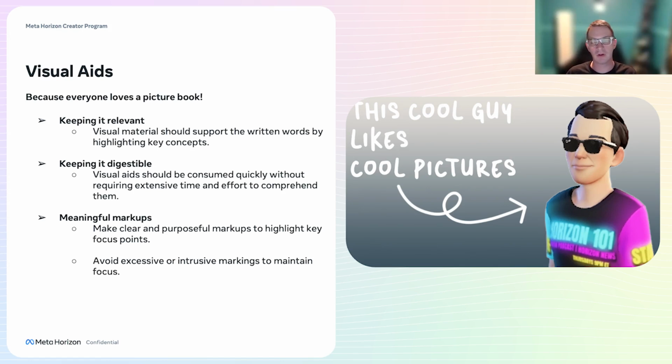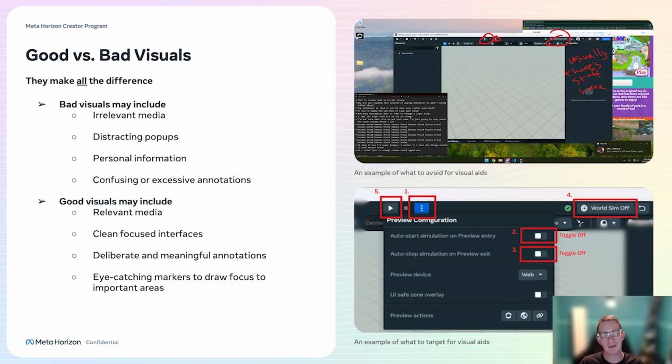So keep it relevant. Visual material should support the written words by highlighting the key concepts. Keep it digestible. Visual aids should be consumed quickly without requiring extensive time or effort to comprehend. So they should just be able to look right at it, not too much clutter, and get the point pretty quickly, right? And then include meaningful markups. So make clear and purposeful markups to highlight the key focal points and avoid excessive or intrusive markings to maintain focus. So I've got a couple examples here of a good markup and a bad markup, right?